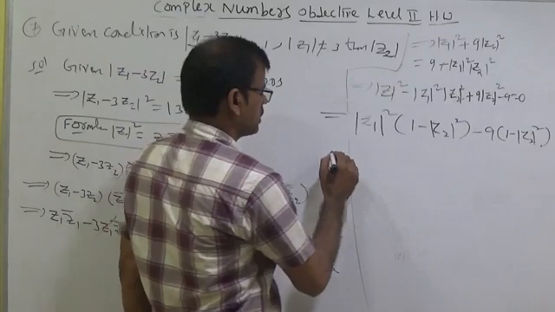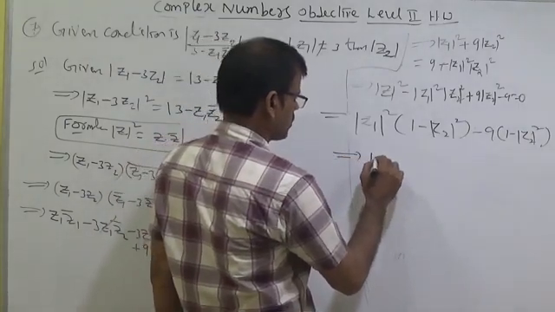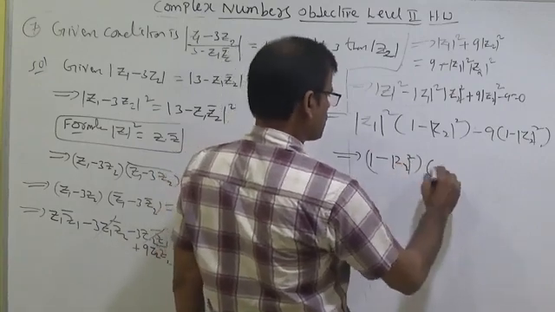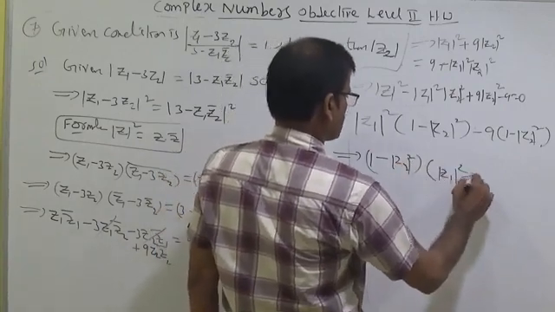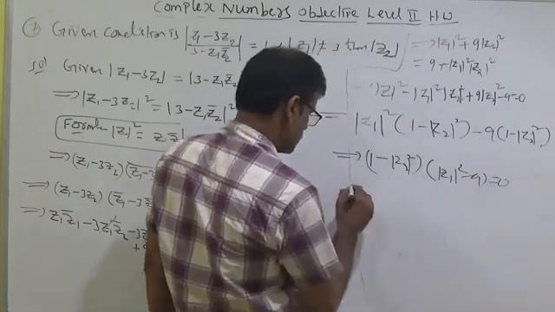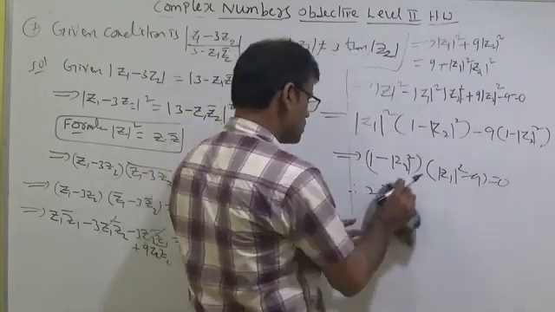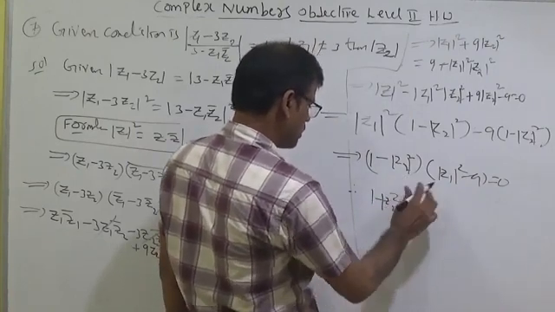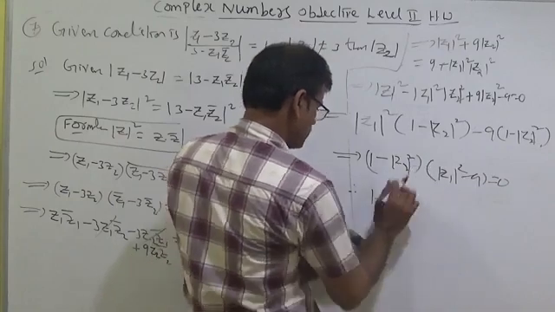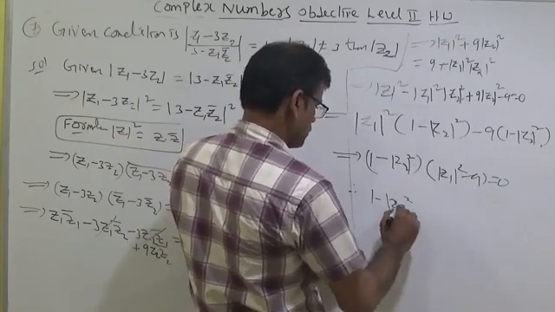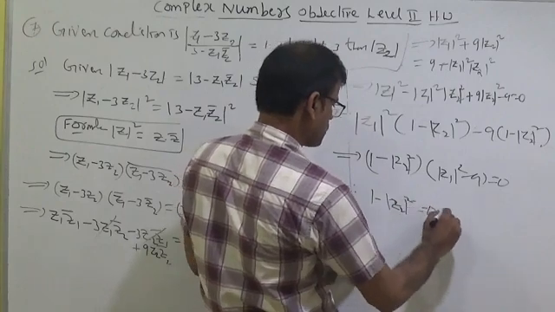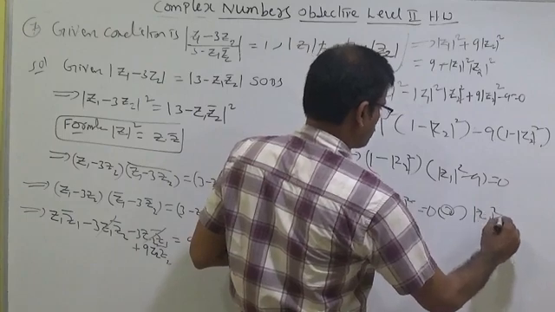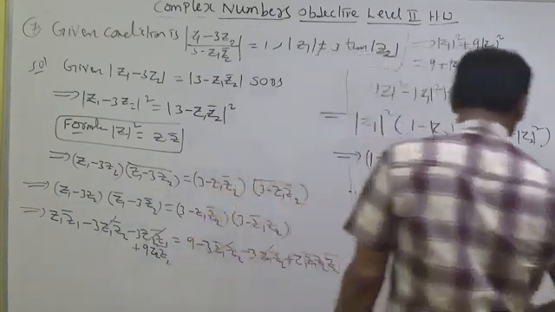Now again (1 minus |Z2|²) you can take common: (1 minus modulus of Z2 square) within brackets and (Z1 square minus 9) equal to 0. That means 1 minus |Z2|² equal to 0, or Z1 square minus 9 equal to 0, so Z1 square equal to 9.